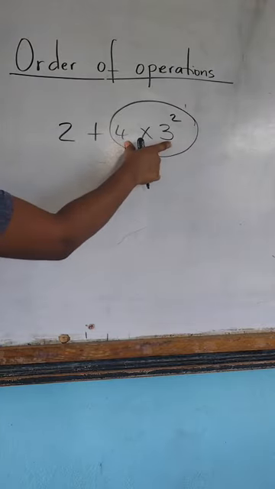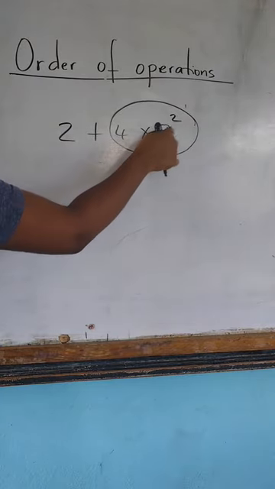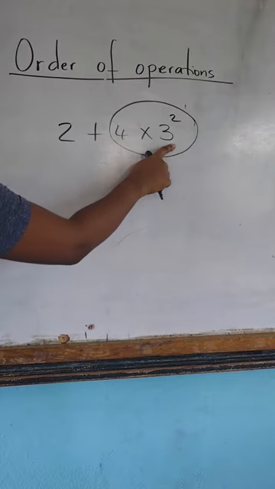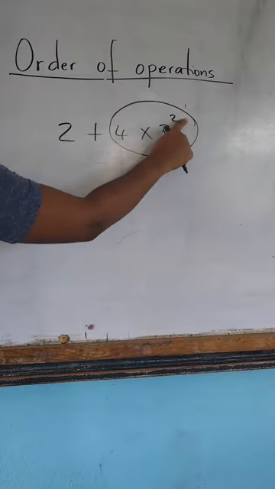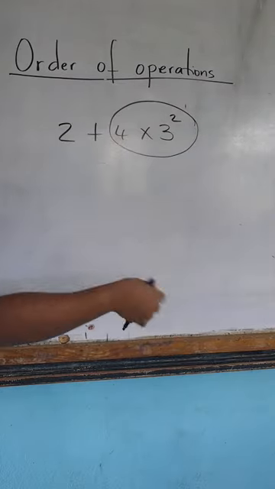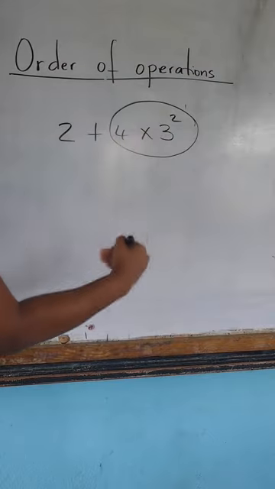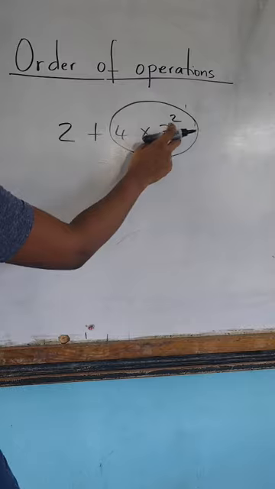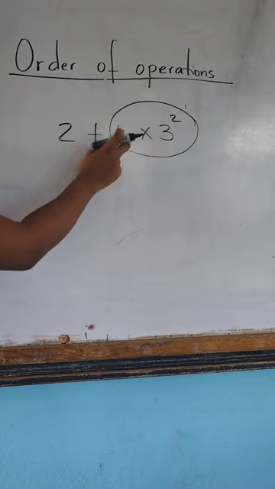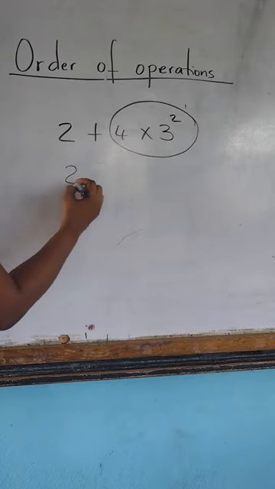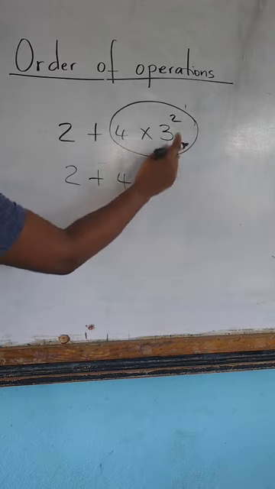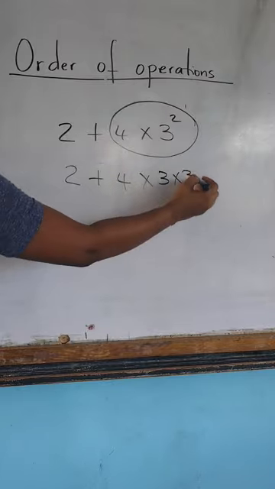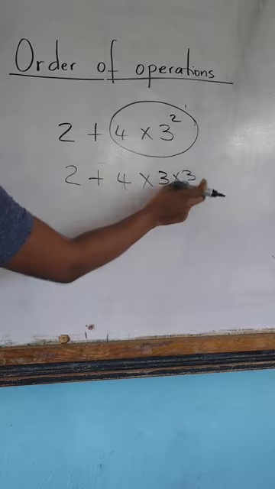In this term here, 4 is multiplying 3 squared. I cannot multiply 4 by 3 because 4 is not multiplying 3. 4 is multiplying 3 squared. The order of operations says do your exponents before you do your multiplication and division. So that means I need to simplify this before I can multiply it by the 4. Now if you understand what 3 squared means, 3 is multiplying itself.